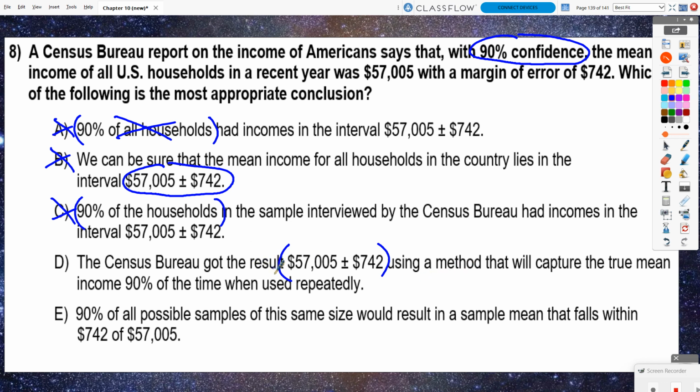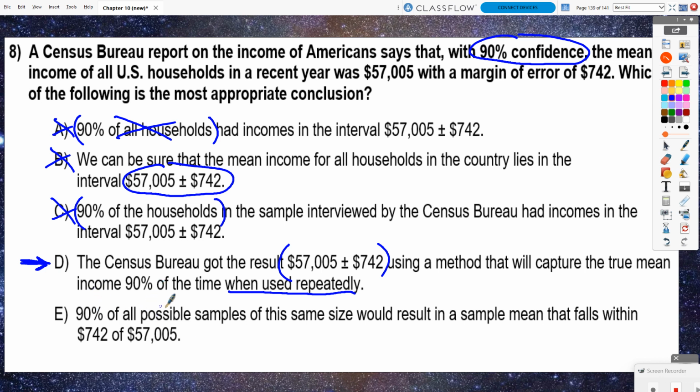Now, this sounds great because the method that they're talking about is, when they say when used repeatedly, if they did many random samples and they created 90% confidence intervals from all of those many random samples, then we would expect about 90% of those confidence intervals to do their job of capturing the true mean. So this one is sounding really good, but let's make sure that it's not answer choice E.